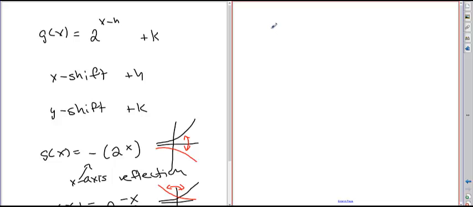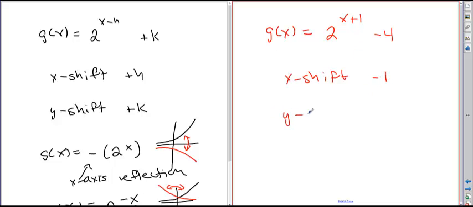So let's say we have g of x equals 2 to the x plus 1 minus 4. So we've got both x and y shifts. So our x shift, because we have x minus h and we have plus 1, we're going to have a negative 1 shift in the x direction. And then the number that's on the end here is the y shift, which is -4.